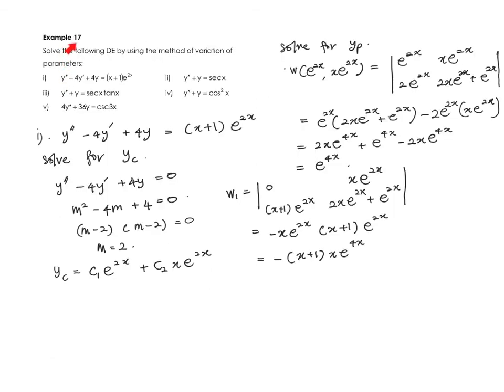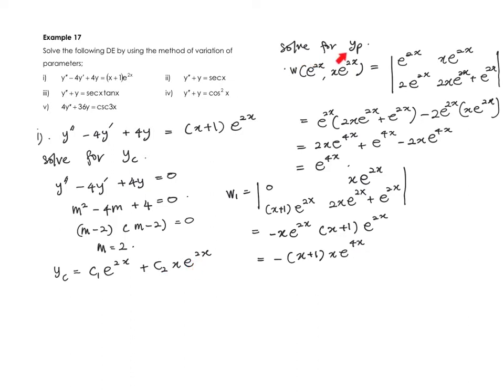Okay, now we look at example 17, number 1. We have y double prime minus 4y prime plus 4y equal to (x plus 1) times e to the power 2x. First we need to solve for YC. So YC, solve for homogeneous. Okay, so we have m equal to 2, case 3, real and equal roots. So YC equal to C1 e to the power of 2x plus C2 x e to the power of 2x.